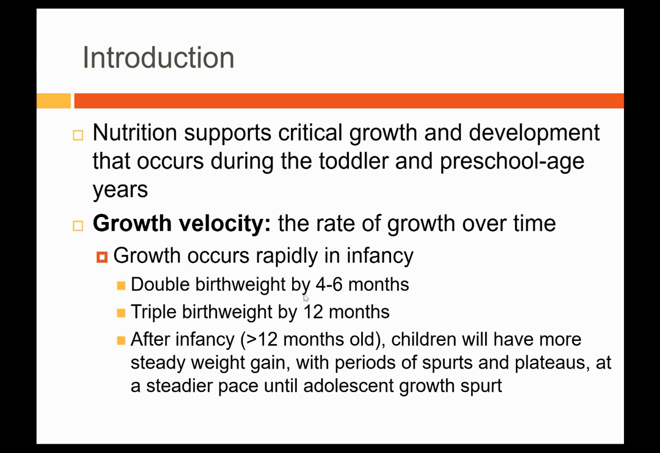So nutrition supports critical growth and development that occurs during the toddler and preschool age years. A concept called growth velocity refers to the rate of growth over time. In infant nutrition, we talked about how growth occurs rapidly in infancy. Infants double their birth weight by 4 to 6 months and triple their birth weight by 12 months. So even in those first 0 to 6 months of life, we have this tremendous rate of growth. And then it slows down a little bit in the second half of infancy, and then after infancy, it slows down even more.